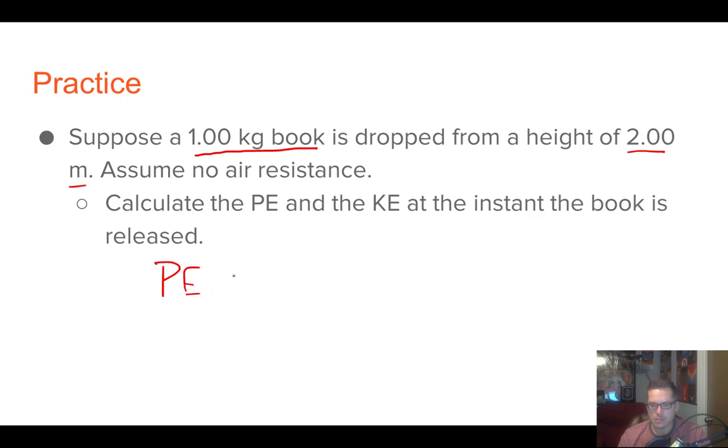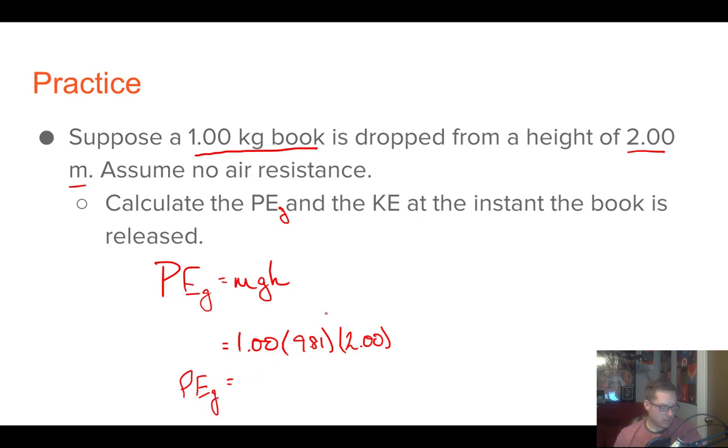Well, we know potential energy, so this has got to be due to gravity, right? Because there's no spring involved, and so that's equal to mgh. The mass of the book is 1.00, gravity is 9.81, and the height is 2.00 meters. So the potential energy due to gravity would be 1 times 2 times 9.81, which is 19.62, but we'll say 19.6 joules. That's our potential energy due to gravity before we start.